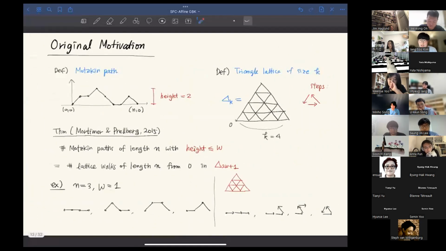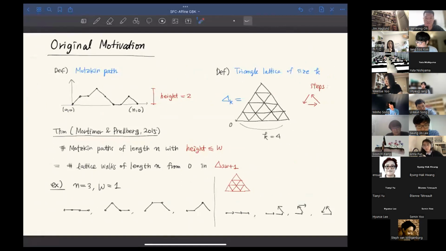But before telling you the proof, I'm going to tell you the original motivation of our work. In 2015, Mortimer and Prellberg found a very nice identity between two combinatorial objects. On one side, we have Motzkin paths with a bounded height.